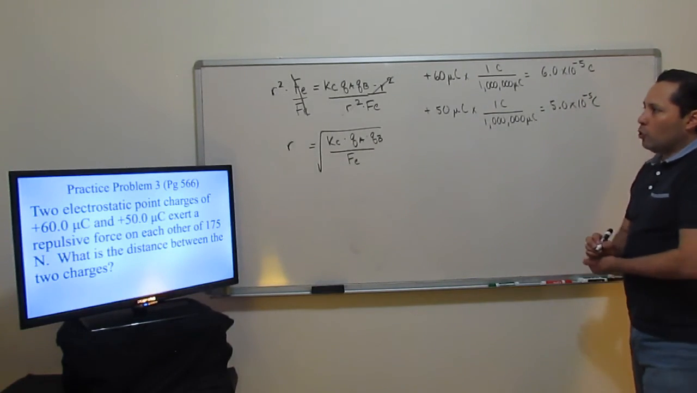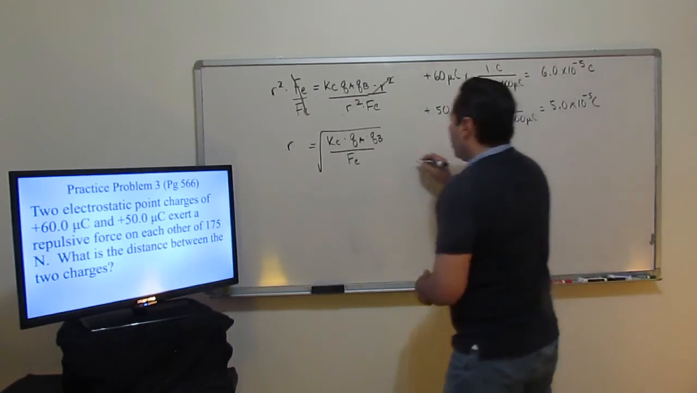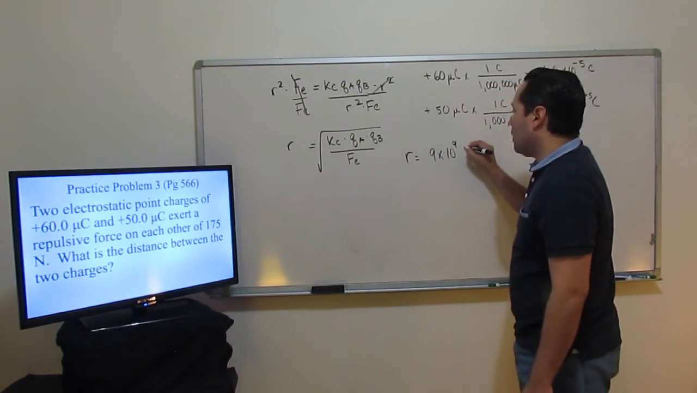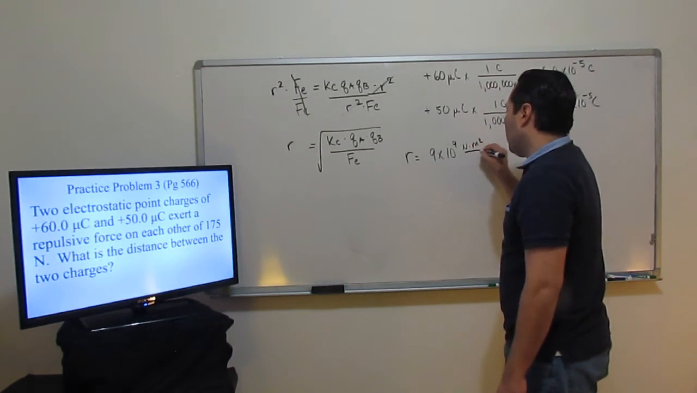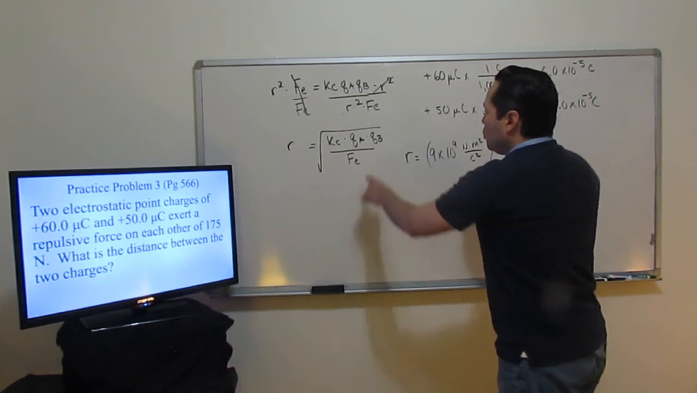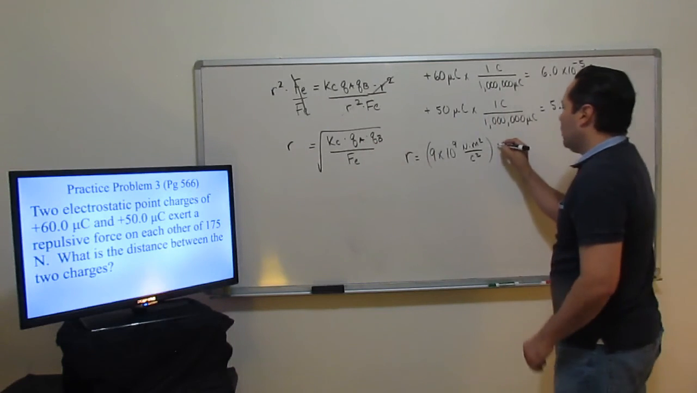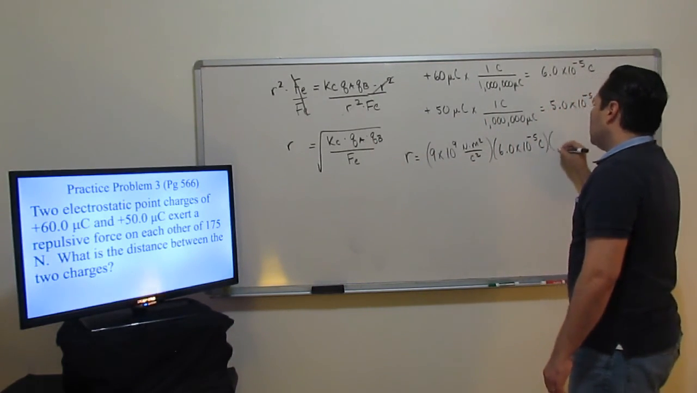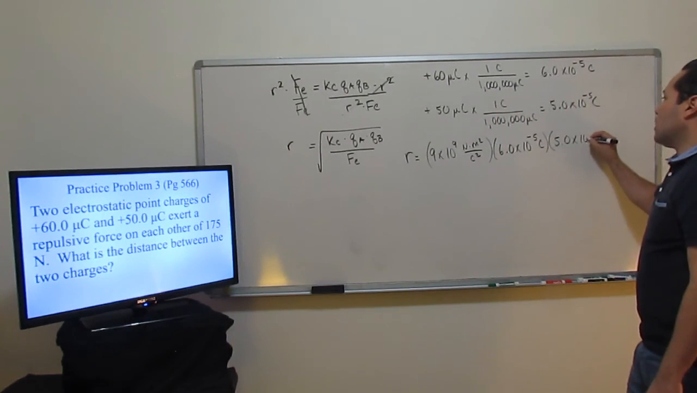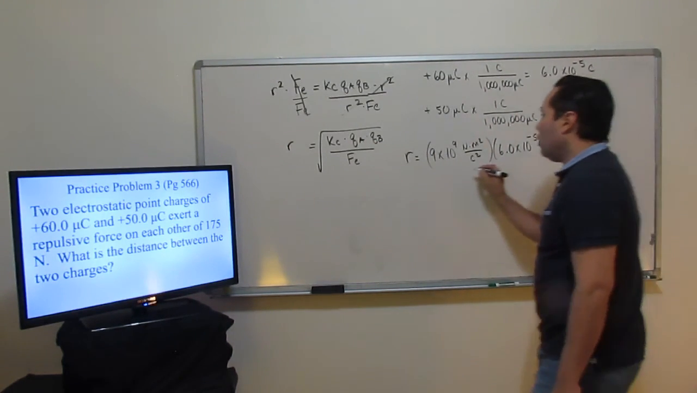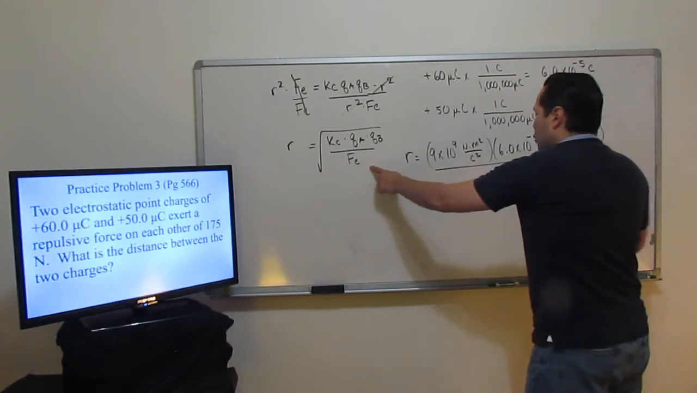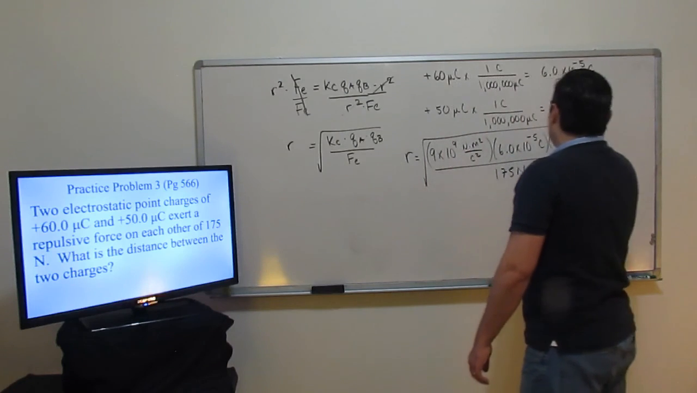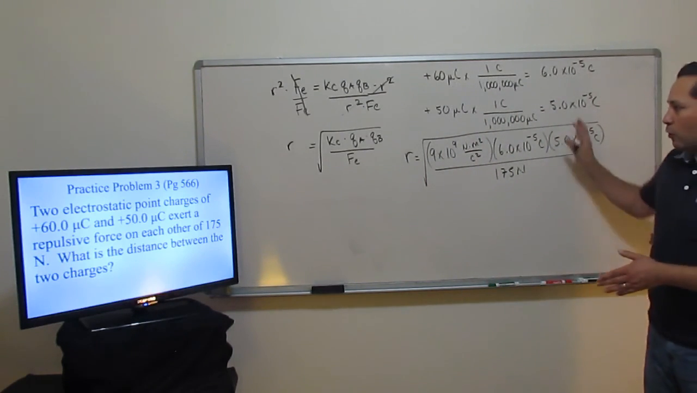Great. So let's start plugging in values in here. So we have R is equal to the constant 9 times 10 to the 9 newtons times meters squared over coulomb squared. Multiply times the two charges, which we have right here: 6 times 10 to the negative 5 coulombs times 5 times 10 to the negative 5 coulombs. All of it divided by the force, which is 175 newtons. Okay, and the whole value square rooted.